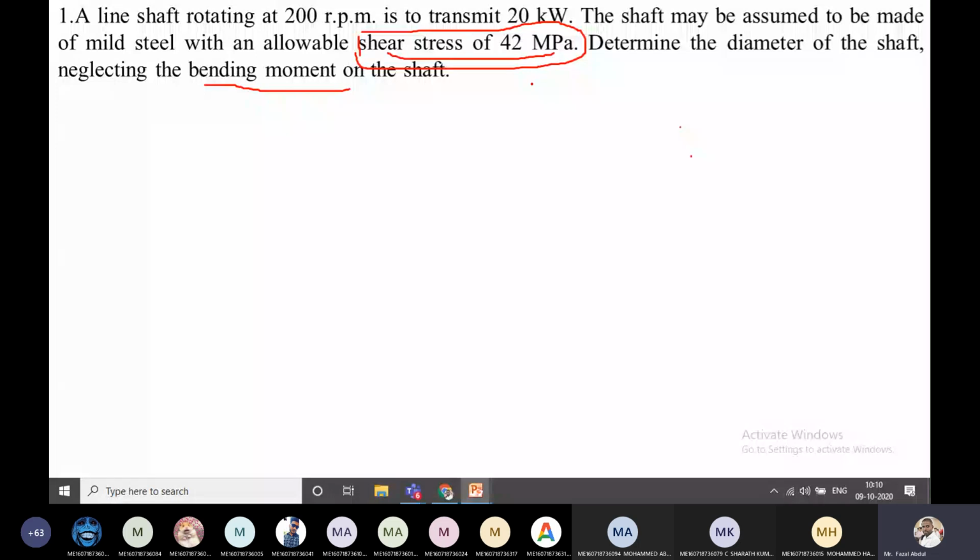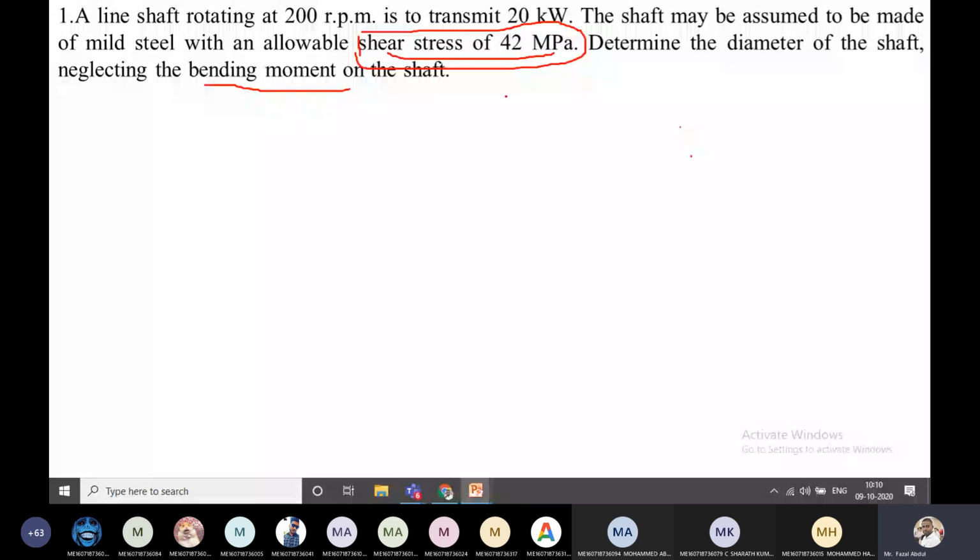Which category? See here, the material property is given, and the shear stress value is given: shear stress as 42 megapascal. Based on this statement, we conclude the given problem is based on pure torsion. So for pure torsion, what is the equation for the solid shaft?